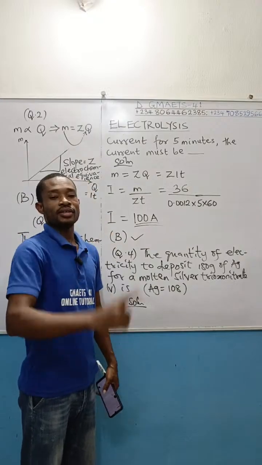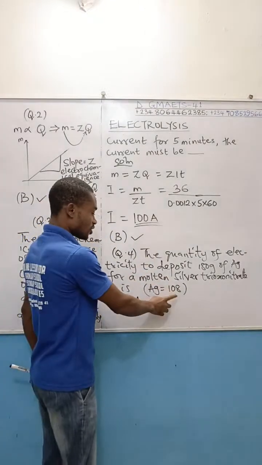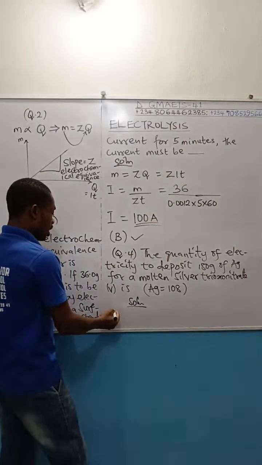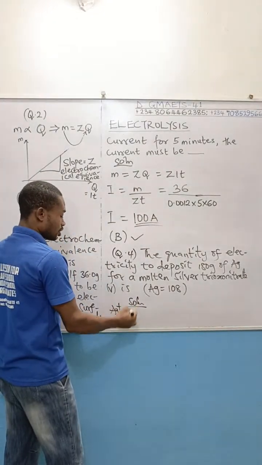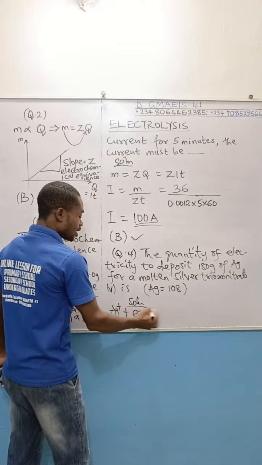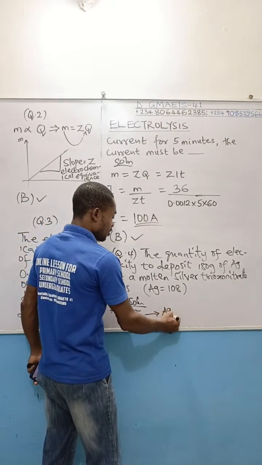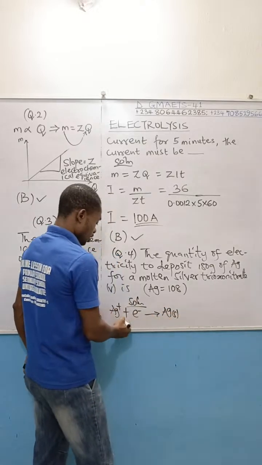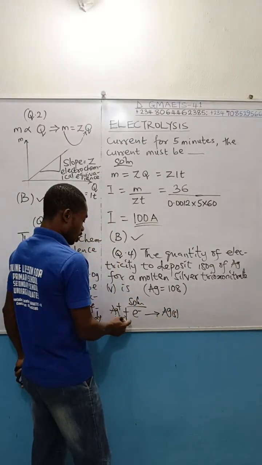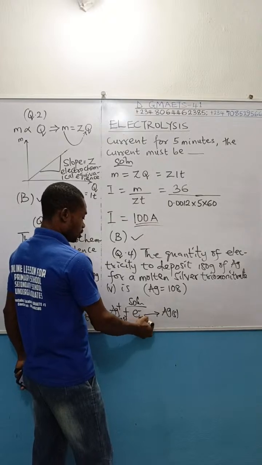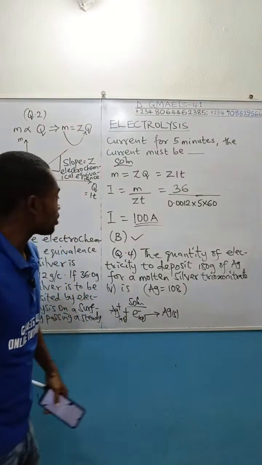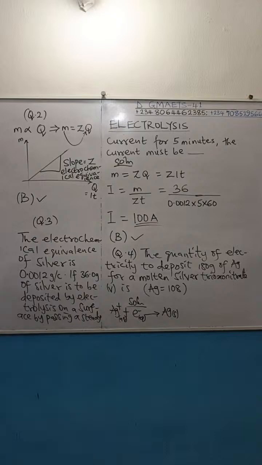1 Faraday will deposit this relative atomic mass. So normally, if you want to show working, you should have Ag plus. It will collect 1 electron from the cathode and then be deposited as silver metal. This is in aqueous form, AQ. This is also aqueous. So looking at what we have here, right? Finish up with that part of the board because I'm going to wipe that left part.